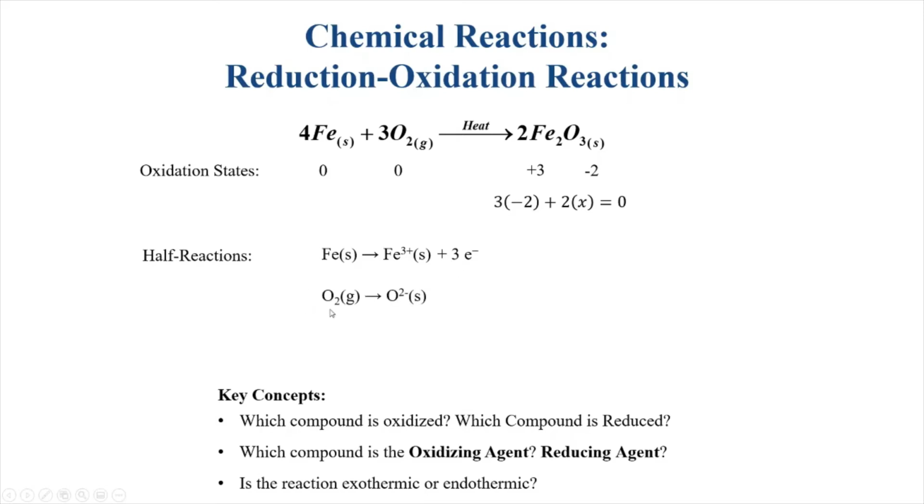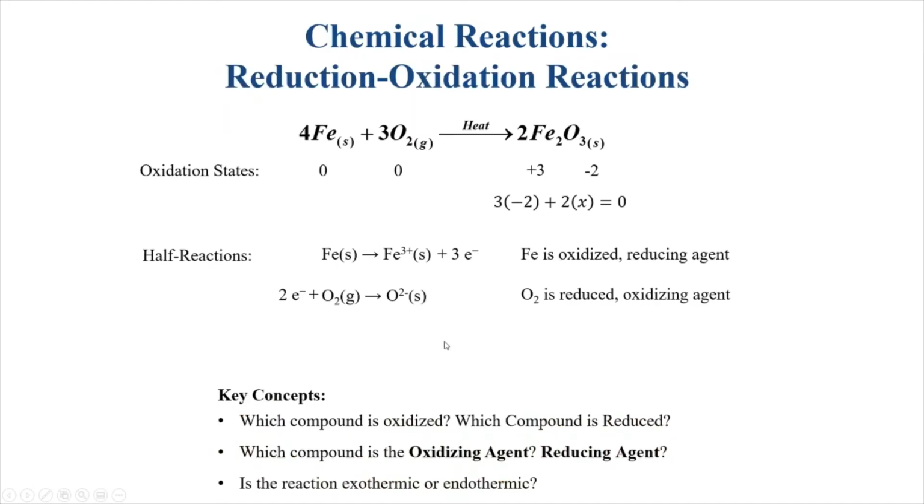And for the oxygen, we have O2 gas on the left and we have O2 minus on the right. So if we have an overall charge of 2 minus on the right hand side, we have to make the left hand side a -2 also. And I do that by adding 2 electrons. So now the left has a -2 charge, the right has a -2 charge, and we can see that the oxygen was reduced. So iron is oxidized, and therefore it is the reducing agent. It has caused the oxygen to be reduced, and oxygen is reduced, and therefore it is the oxidizing agent.